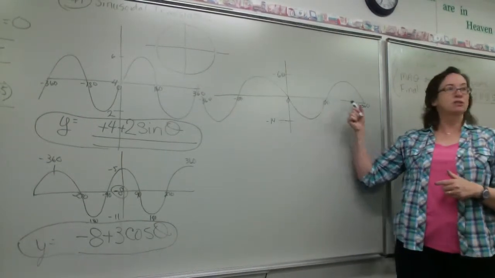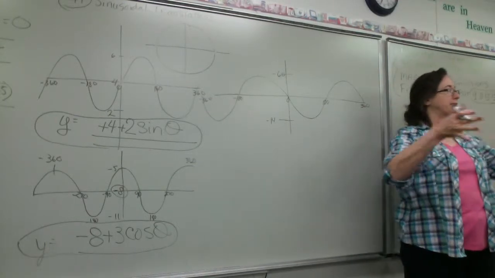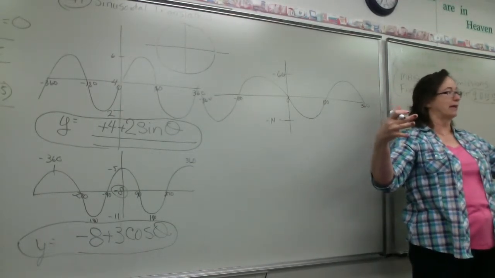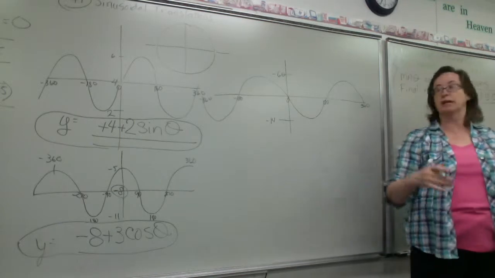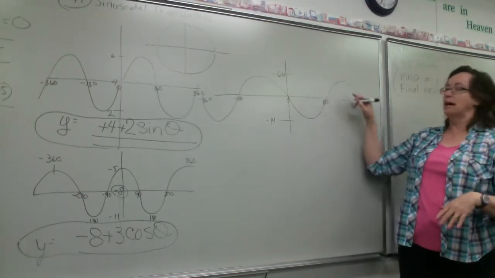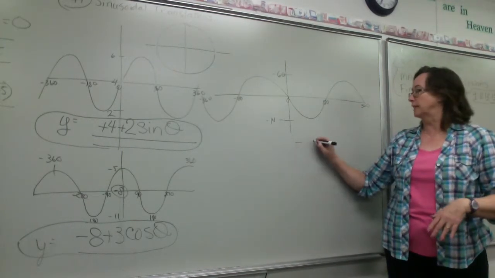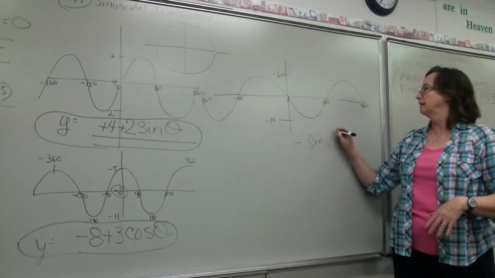Okay. Notice that we haven't started messing with the period of the function yet. We're going to do that later. Right now we're working with vertical shifts. All right. So this is an upside down sine function. So we'll say it's a negative sine theta.